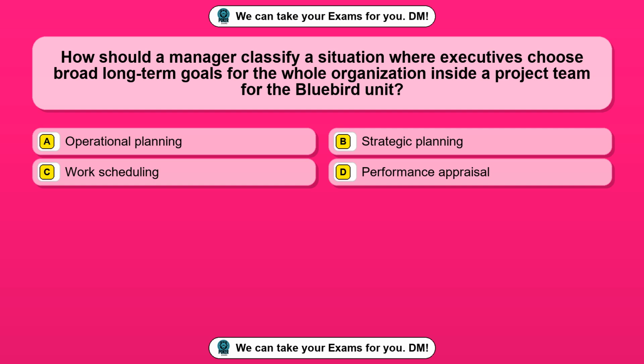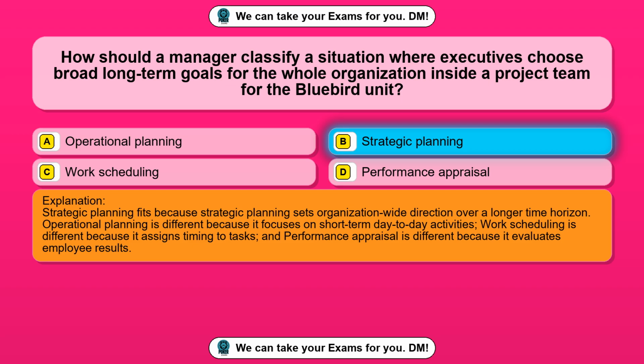Question 52. How should a manager classify a situation where executives choose broad long-term goals for the whole organization inside a project team for the Bluebird unit? Option A, operational planning. Option B, strategic planning. Option C, work scheduling. Option D, performance appraisal. The correct answer is option B, strategic planning. Strategic planning fits because strategic planning sets organization-wide direction over a longer time horizon. Operational planning is different because it focuses on short-term day-to-day activities. Work scheduling is different because it assigns timing to tasks, and performance appraisal is different because it evaluates employee results.